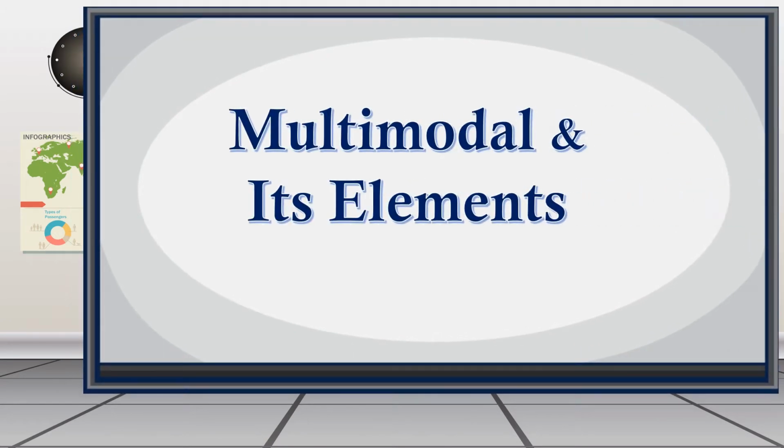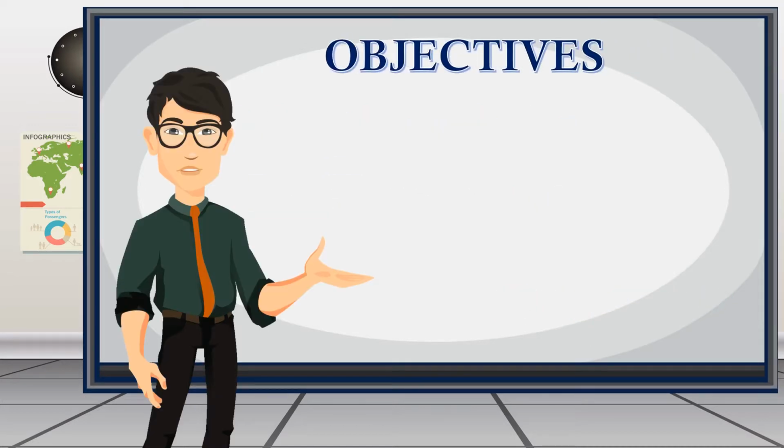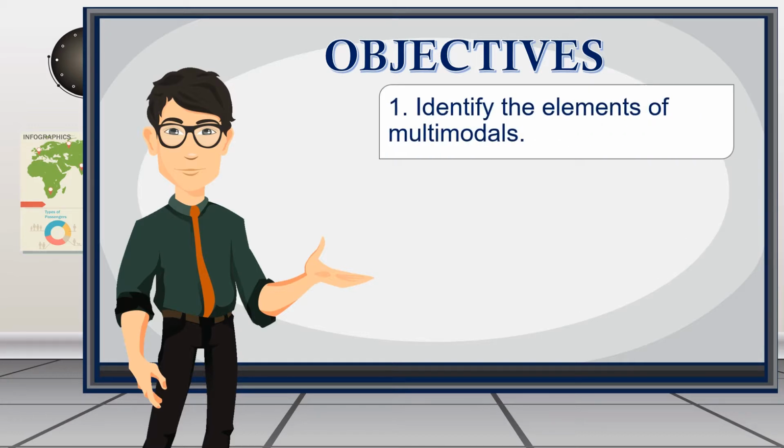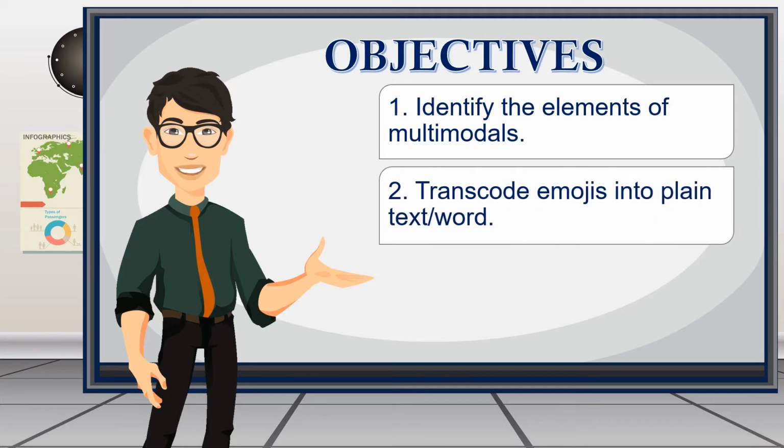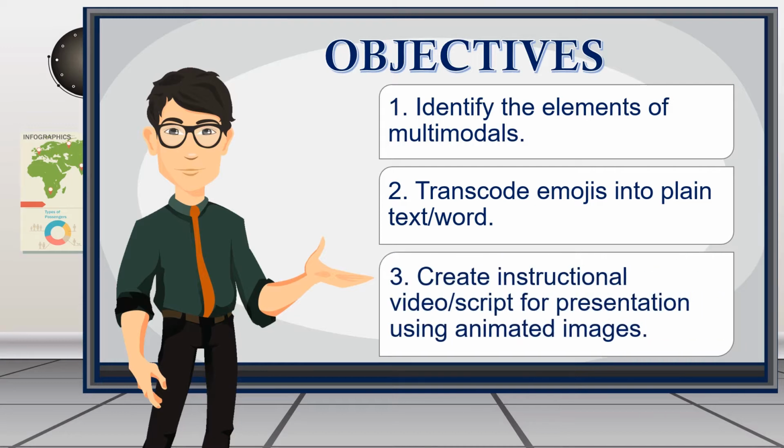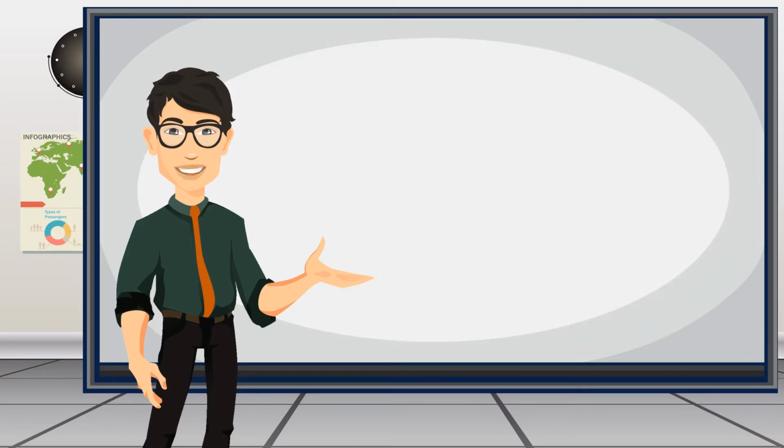And our lesson for today is on multimodal and its elements. Our objectives are the following. Number 1, identify the elements of multimodals. Number 2, transcode emojis into plain text or word. And number 3, create instructional video or script for presentation using animated images.